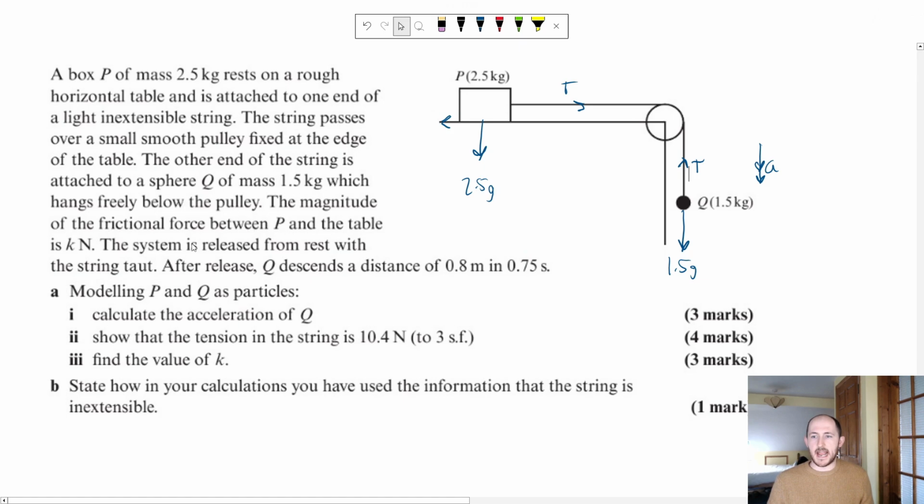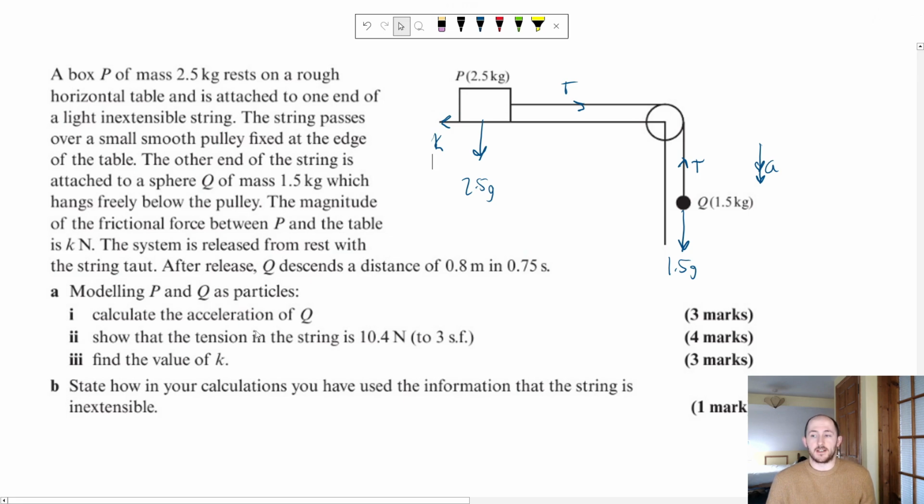The frictional force is K newtons. So that frictional force here is K. System released from rest. Okay, let's make sure we haven't done anything else. And then after release, Q descends a distance of 0.8 meters in 0.75 seconds. By modeling P and Q as particles, calculate the acceleration of Q.